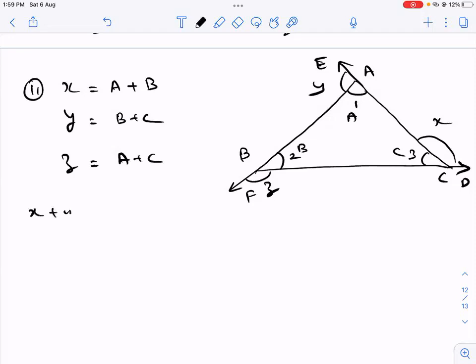So X plus Y plus Z is what we need to find. That is going to be 2 times A plus B plus C. But what is A plus B plus C? So 2 times 180 is going to give you 360. So the sum of the exterior angles of a triangle is going to give you 360. Is there a point here?